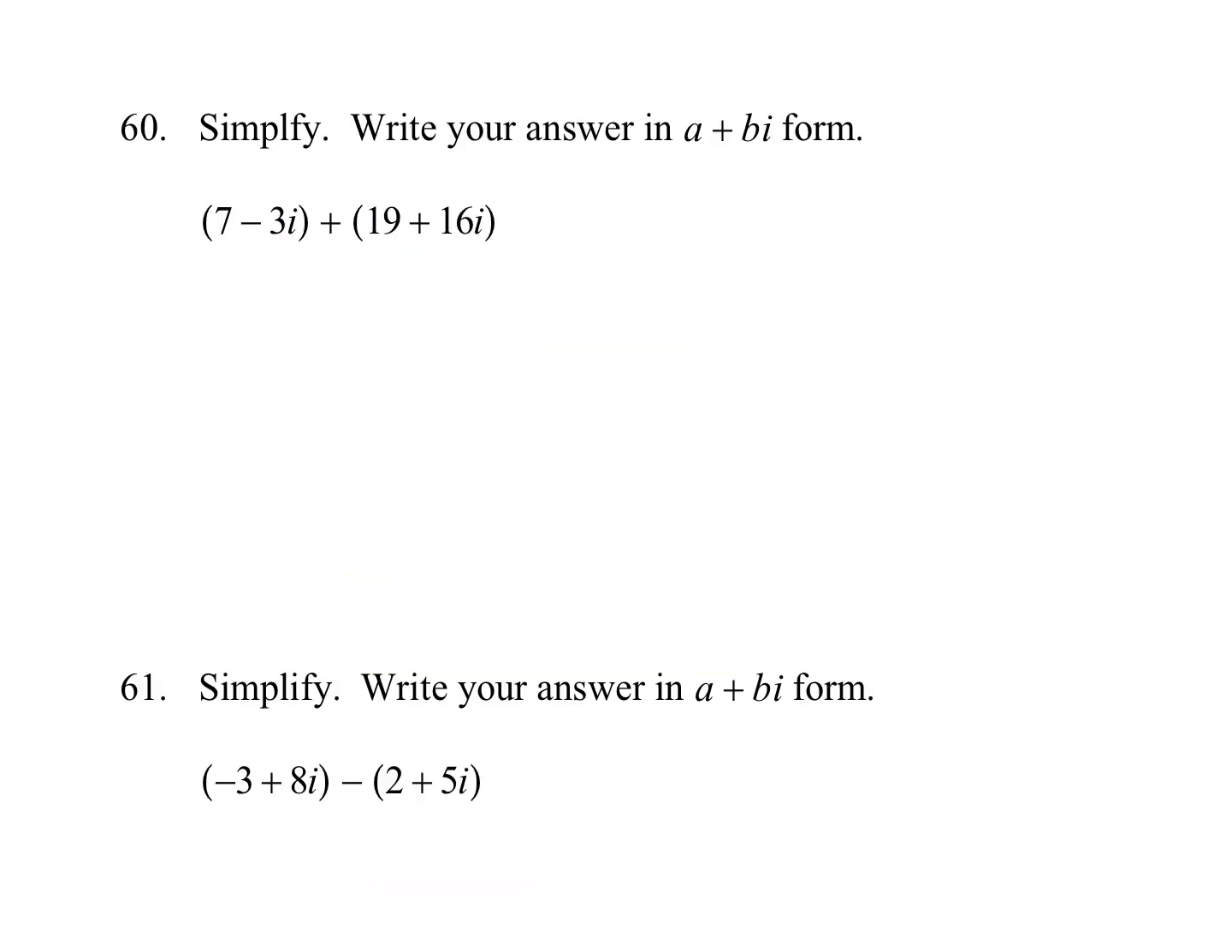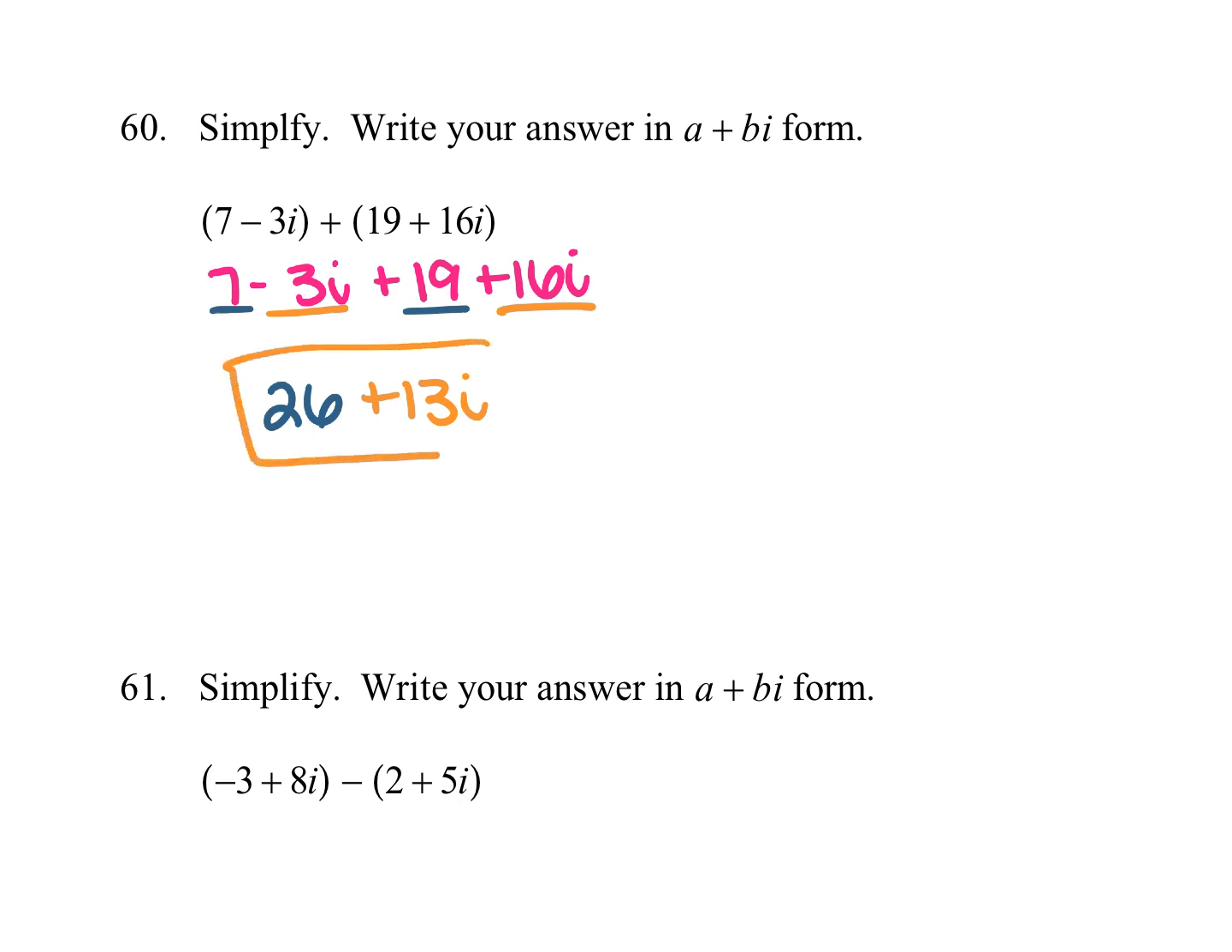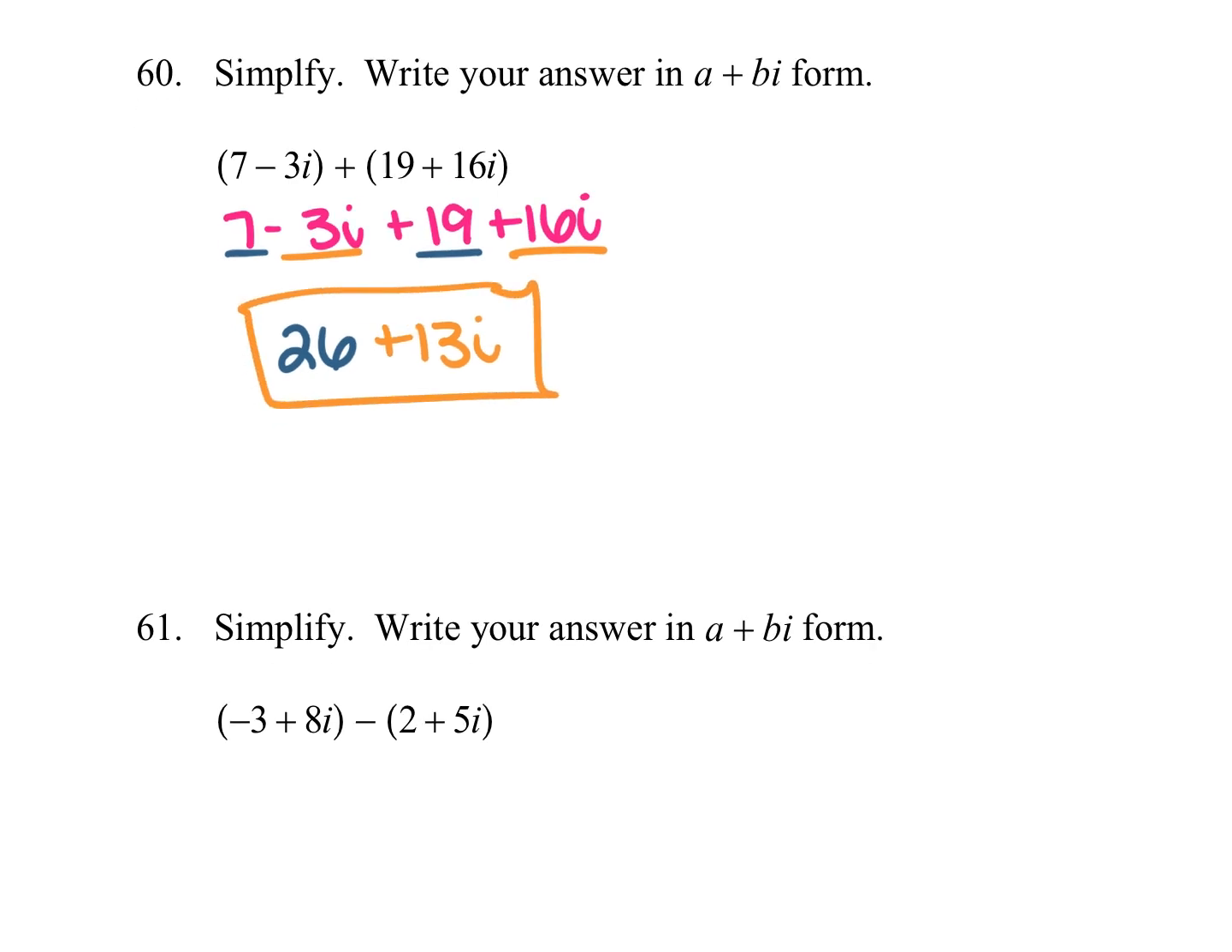For number 60, you have 7 minus 3i plus 19 plus 16i. There's addition between these two sets of parentheses, so we're just going to combine like terms and get rid of those parentheses. So 7 minus 3i plus 19 plus 16i. Your 7 and your 19 give you 26. Your negative 3i and your 16i give you 13i. So that's 26 plus 13i.